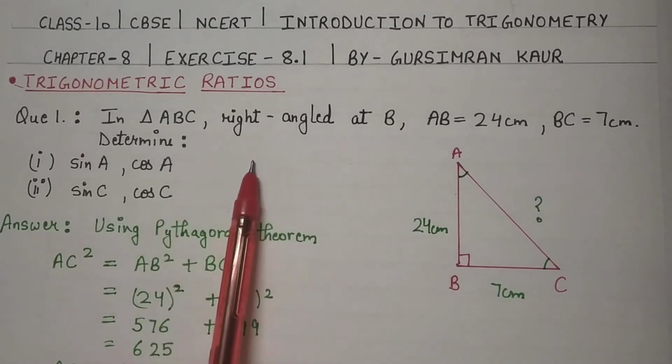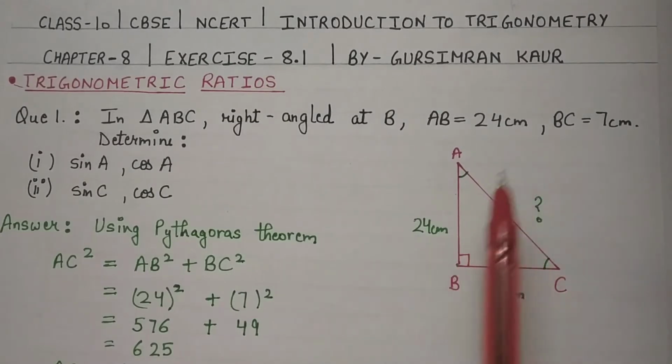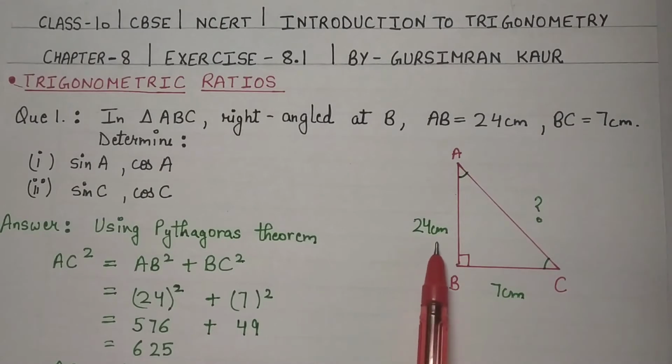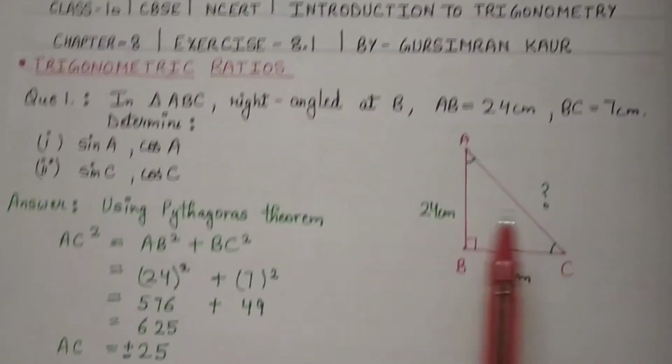Now for this question, firstly we will draw a right angle triangle. Right angled at B means 90 degree we have to make at B. Now AB is equal to 24, so AB is 24 centimeter, BC is 7 centimeter, and the third side we don't know. So the first step is to find the third side using Pythagoras theorem.